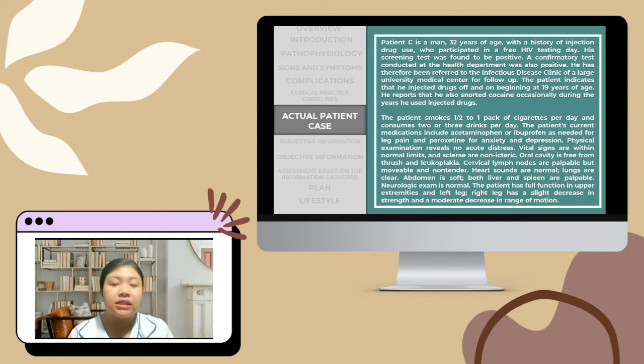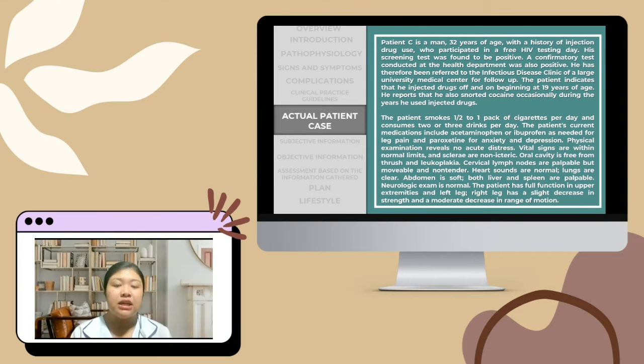The patient indicates that he injected drugs off and on, beginning at 19 years of age. He reports that he also snorted cocaine occasionally during the years he used injected drugs. Also, the patient smokes 1/2 to 1 pack of cigarettes per day and consumes 2 or 3 drinks per day. The patient's current medication includes acetaminophen or ibuprofen as needed for leg pain and paroxetine for anxiety and depression.